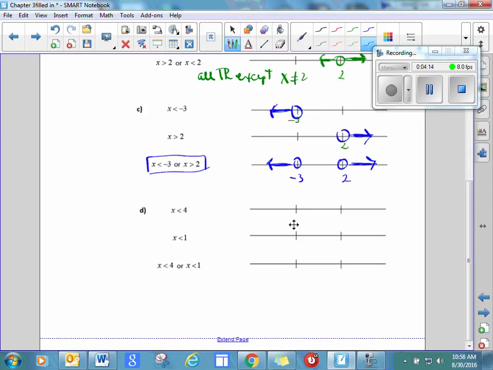Last example on this page. 4 and 1 are my target numbers, so I'll write them chronologically. This graph is less than 4, going that way. This graph is less than 1, going that way. And all of the numbers that are in one or the other of the graphs is what we're going to put on our answer graph. So that is going to include everything that's less than 4, because that picks up all the numbers that are less than 1 also. So there's the word "or", and that takes care of the second type of compound inequalities.